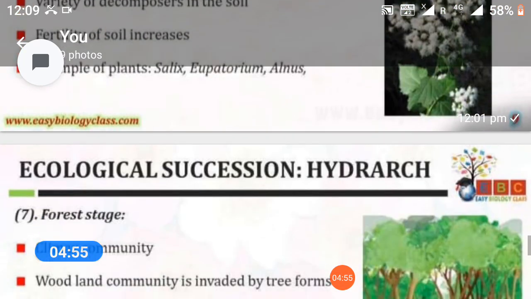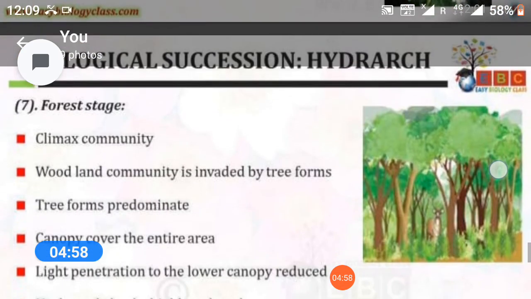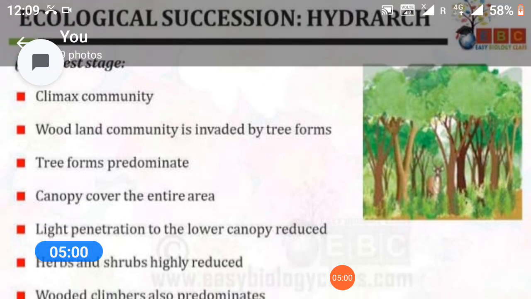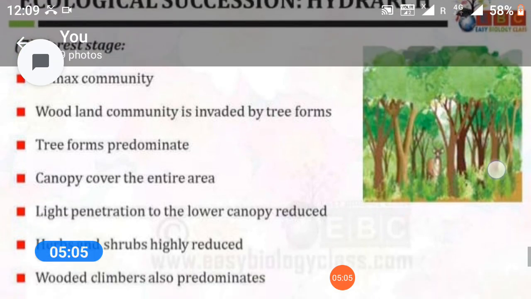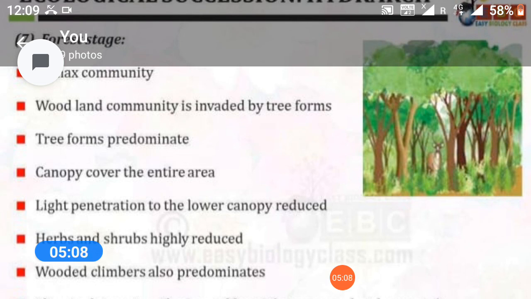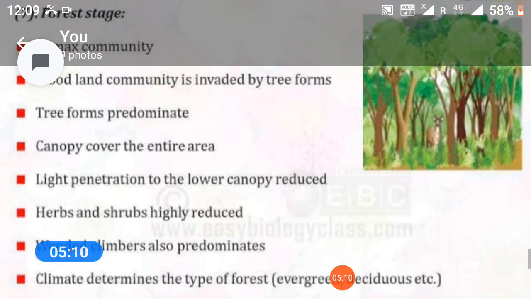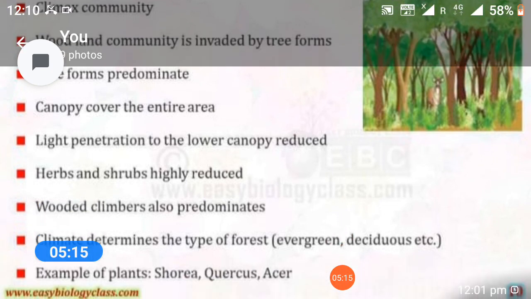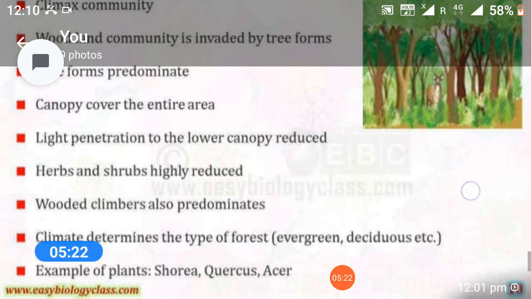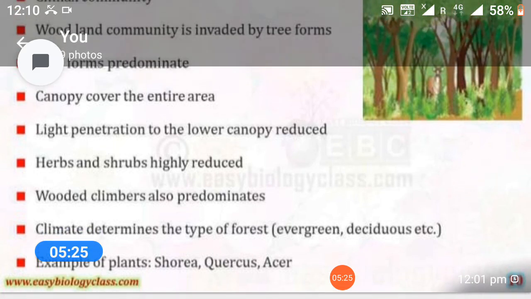And the last one, forest stage or climax condition. In the climax community, the woodland community is replaced by tree forms. Tree forms predominate. The canopy covers the entire area. Light penetration to the lower canopy is reduced. Herbs and shrubs are highly reduced, and woody climbers also predominate. Climate determines the type of forest, evergreen and deciduous forests. Okay, thank you.